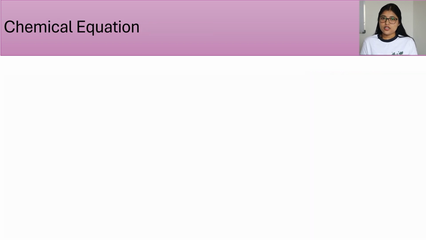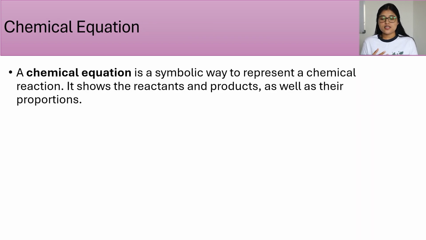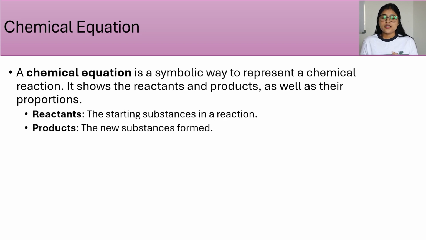Now, what is a chemical equation? A chemical equation is a symbolic way to represent a chemical reaction. It shows us the reactants and products and in what proportions we have those reactants and products. Reactants are the starting substances in a reaction. Product is the new substance that is formed.